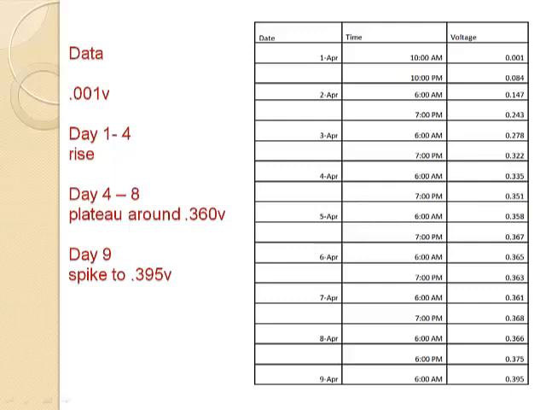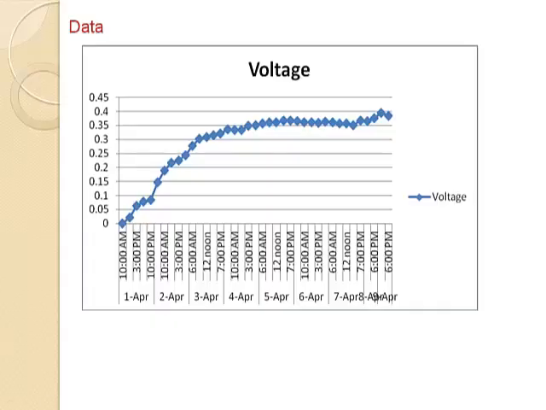My data shows that I started with 0.001 volts, and I ultimately took more readings, days 1 through 8, because I was able to do multiple readings and became a little addicted to finding out what my voltage was. Days 1 through 4, there was an increase in my voltage. It plateaued between days 4 and 5 to around 0.360 volts, and spiked on day 9 at 0.395 when some water was added, and that might give us a clue of some way of increasing that particular data.